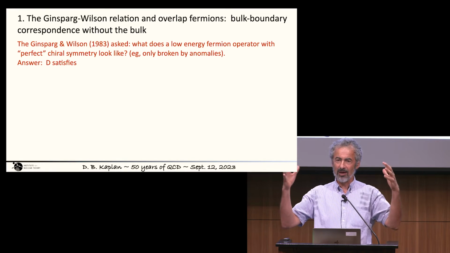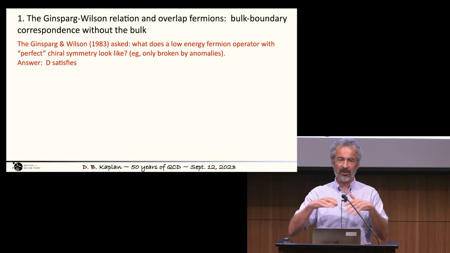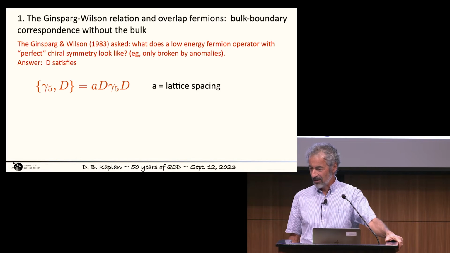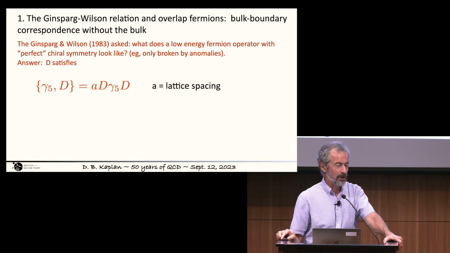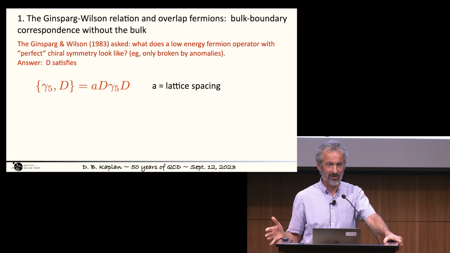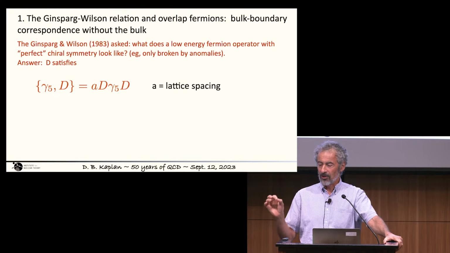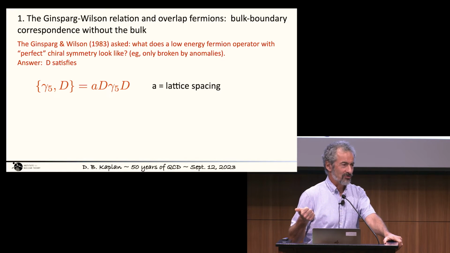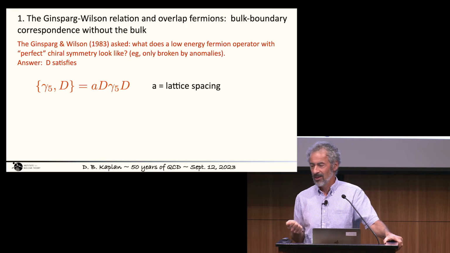So they looked at a block spin average of a theory that had a continuum theory with perfect chiral symmetry, and they concluded that they had this equation: the anti-commutator of the fermion operator D with gamma 5 shouldn't equal 0, as it would in a chirally symmetric theory, but should equal the lattice spacing times D gamma 5 D. This is sort of a strange looking equation. It's reassuring that the violation vanishes as a goes to 0.